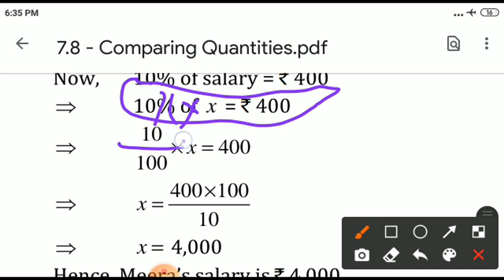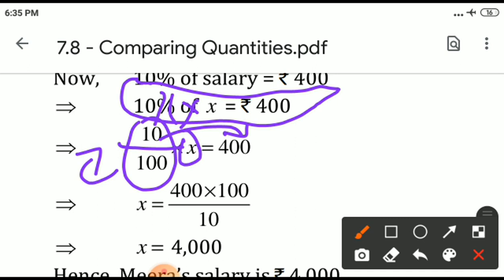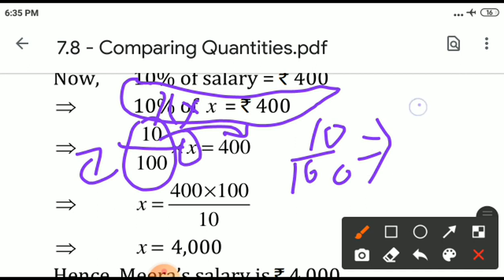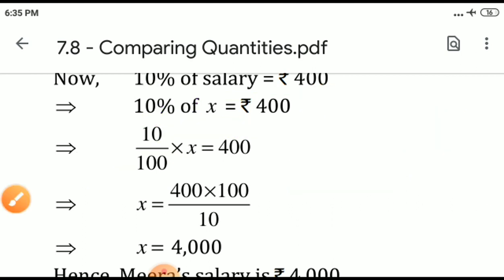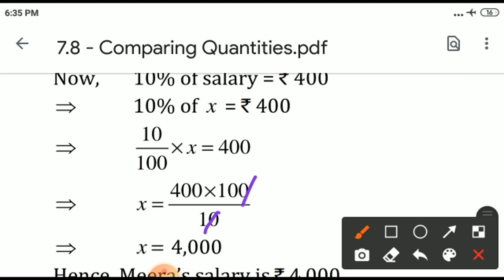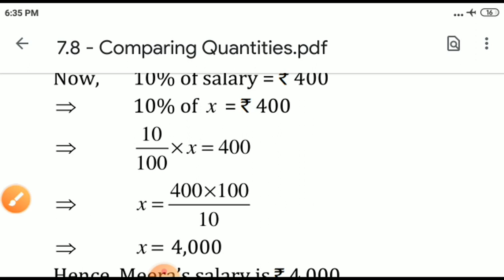Correct. Now make X the subject, and these numbers have to move to the right side. So 10 upon 100 becomes 100 upon 10. Yes, it's a reciprocal. It will be flipped, 100 goes up and 10 comes down. Whatever the question, flip it upside down. Good. Now simplify: this 0 cut, this 0 cut. How many zeros are there? 4 ones are 4 and 3 zeros. The salary will be 4,000, so its 10% is 400.